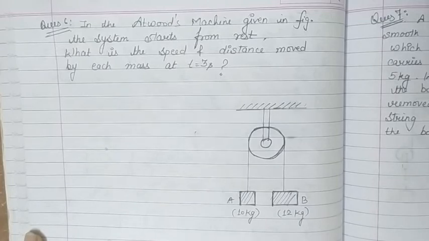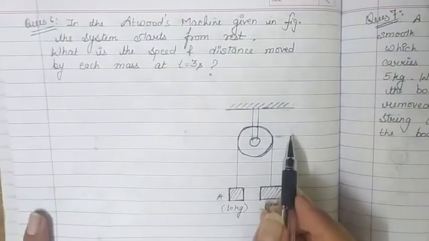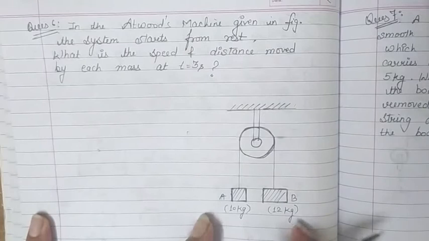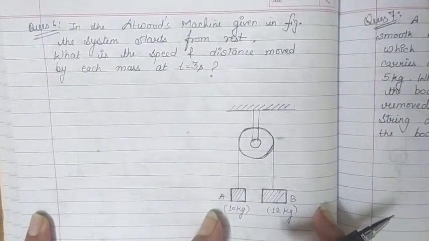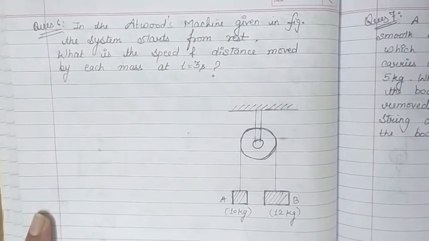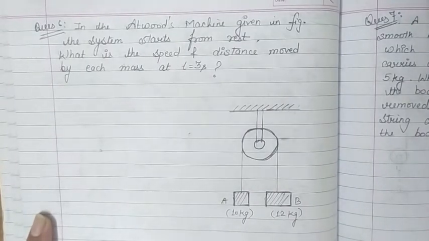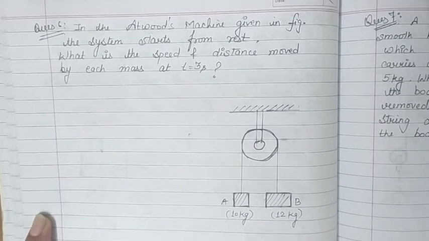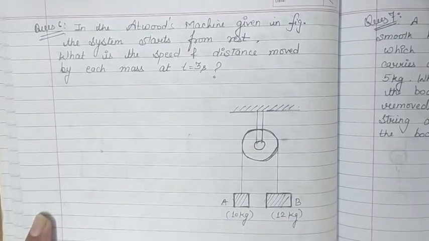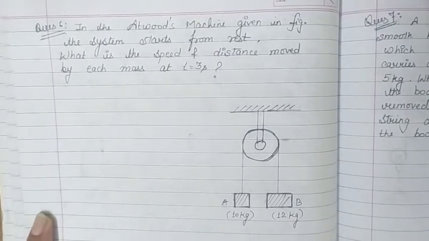In question number 6, there is an Atwood machine. This is shown in the figure. The system is known as Atwood machine and it starts from rest. So we have to find the speed and the distance moved by each mass at t equal to 3 seconds. If it starts from rest, then at t equal to 3 seconds each mass will move some distance with some speed. That speed and distance we have to calculate. So let's start doing this.